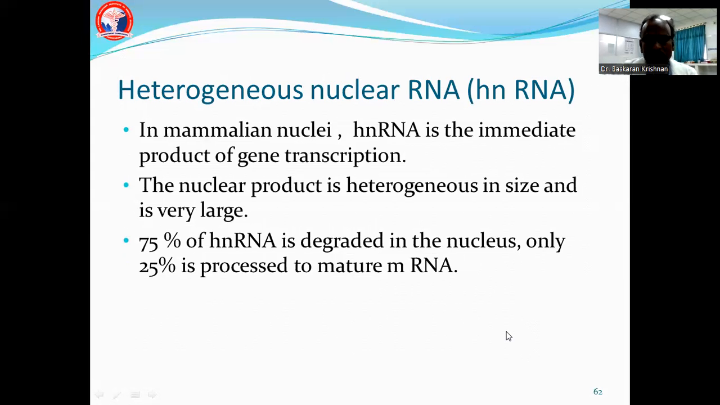So we mentioned endogenous nuclear RNAs, hnRNA. This is the immediate product of gene transcription. During the transcription process, endogenous nuclear RNA is formed. It undergoes various modification processes, and finally it is processed to mature mRNA.